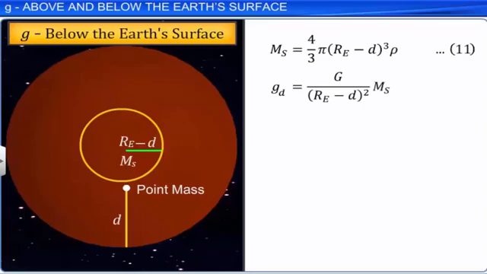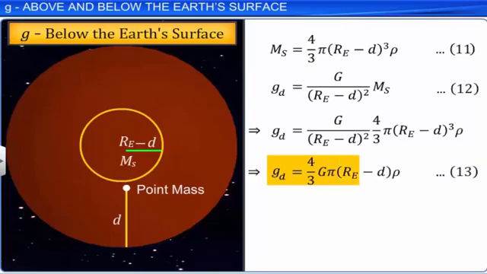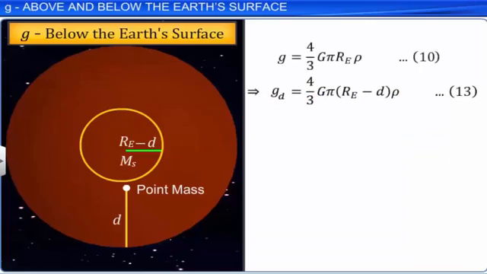Gd is equal to 4 by 3 G pi into (Re minus d) multiplied with rho. Acceleration due to gravity at depth d inside the Earth can be compared with that on the surface by considering the ratio shown using equations 10 and 13.